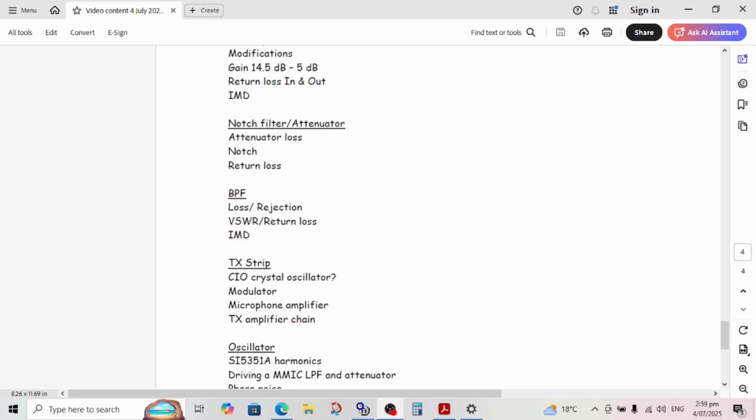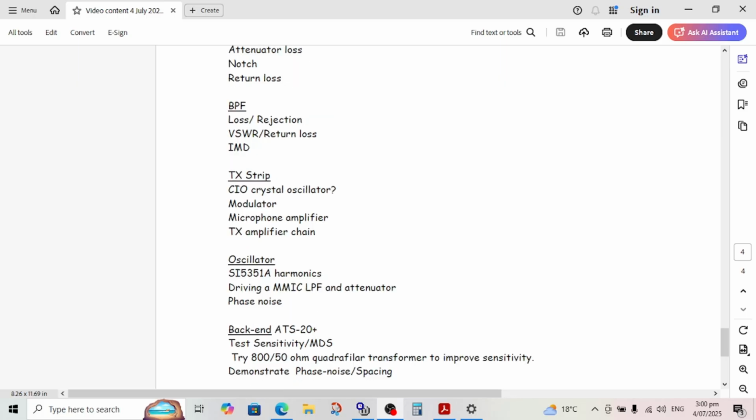The transmit strip is possibly a crystal oscillator or an SI5351 based unit. Also, we'll look at the modulator performance, the microphone amplifier, and if we develop a transmit amplifier, we will look at the transmit amplifier chain.